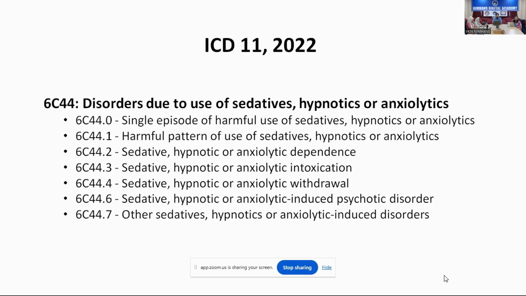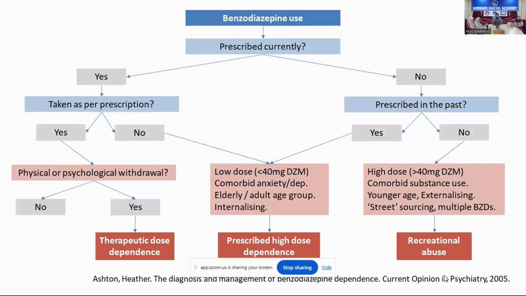There can be a single episode of harmful use. There can be a harmful pattern of use of sedatives. Then obviously there are dependence, intoxication, withdrawal, induced psychotic disorders, and other induced disorders. Right. So how do we say that a person is dependent, or what are the different types of dependence or use disorders in benzodiazepine? These are the three most common types of patient that we see.